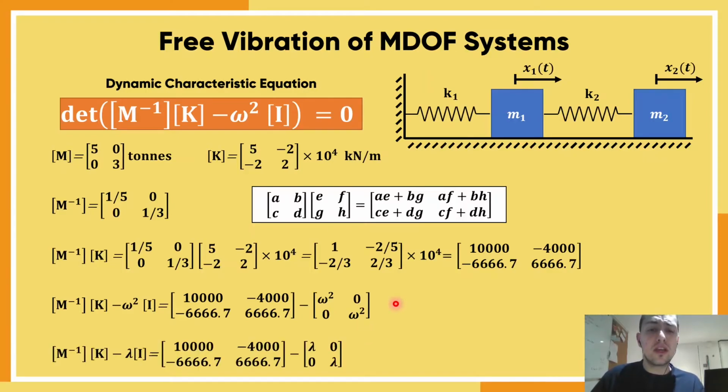And before we continue with the calculation, just to simplify it a bit, we're going to call this omega squared lambda, because this allows us to write the equations a little bit faster on the next page. But it's the same thing.